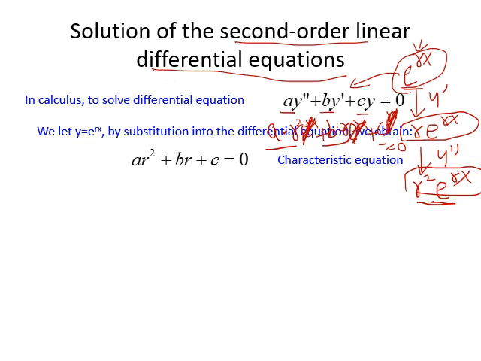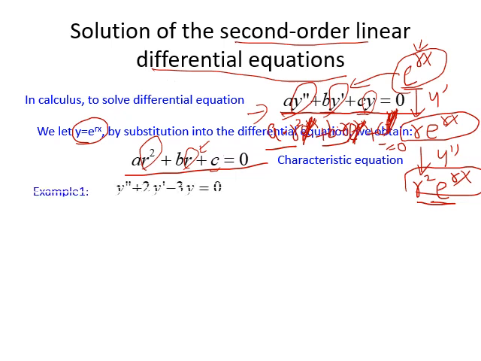So whenever we have a second order linear differential equation like this one, we can always write this characteristic equation in which we replace the second derivative by r squared, the first derivative by r, and y by 1. So c times 1 equals 0. And from this we can solve for r. Okay, we solve for r and put it back into this equation, and that's the solution for this second order linear differential equation. So let's do an example.